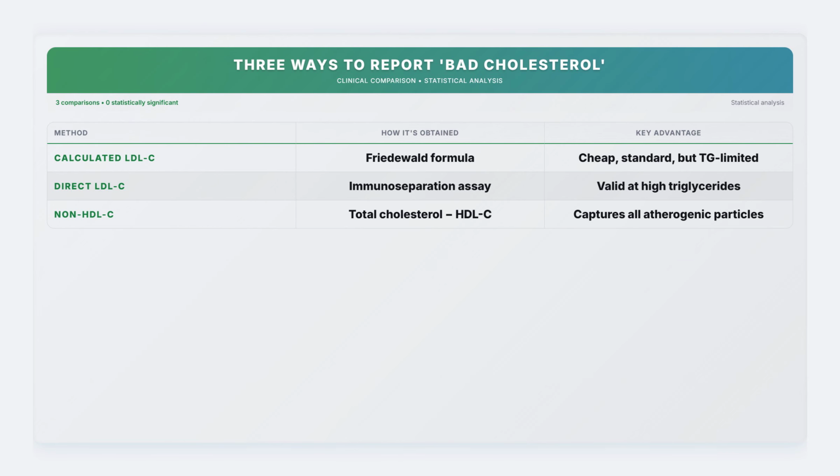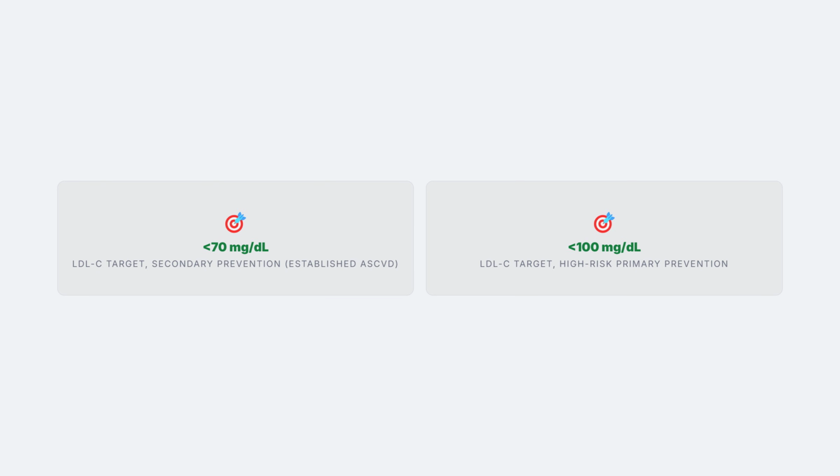Calculated LDL-C uses the Friedewald formula. Direct LDL-C is measured by immunoseparation or homogeneous assay, bypassing the triglyceride assumption entirely, and non-HDL-C is simply total cholesterol minus HDL-C, capturing all atherogenic particles at once. Current ACC/AHA guideline thresholds worth memorizing.